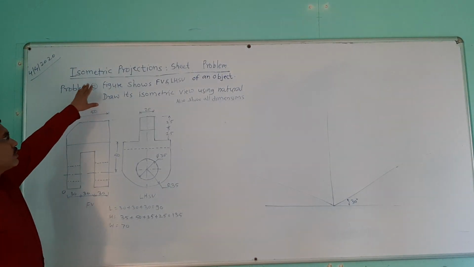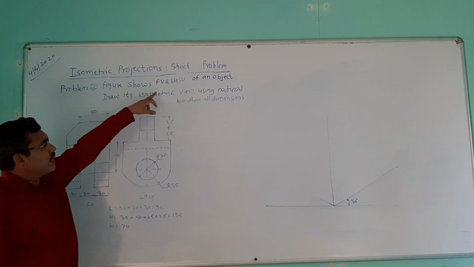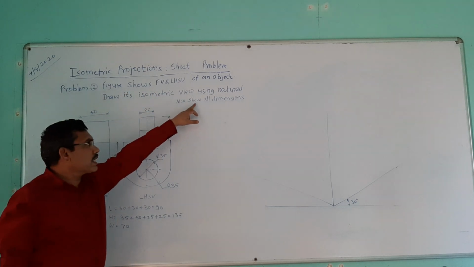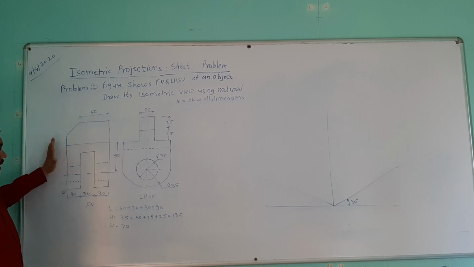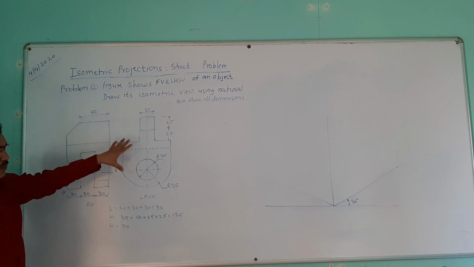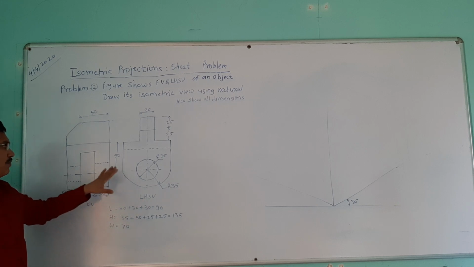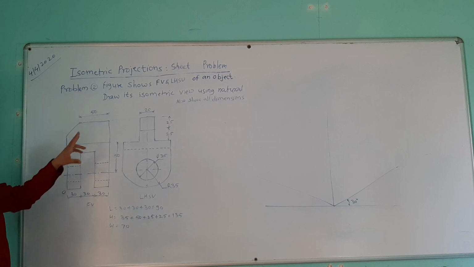Now we'll see isometric projection sheet problem. Problem number 2. Figure shows front view and left hand side view of an object. Draw its isometric view using natural scale. Also show all dimensions. Now here in this problem, two views, that is front view and left hand side view of object are given to you, and you have to draw an isometric view.